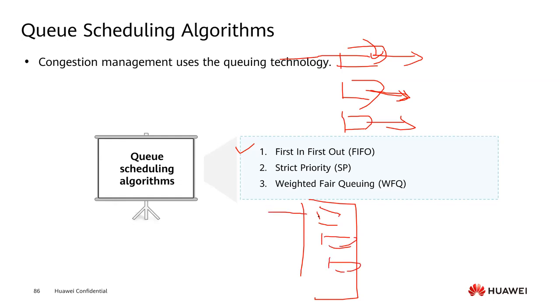In the first queue, a packet came in, so I will forward this packet out first. The second packet goes into the third queue, and this packet will be forwarded out. The third packet came into the second queue, and this will be forwarded out. This is FIFO. We also have two other algorithms: one is strict priority (SP), and another is WFQ, weighted fair queue.